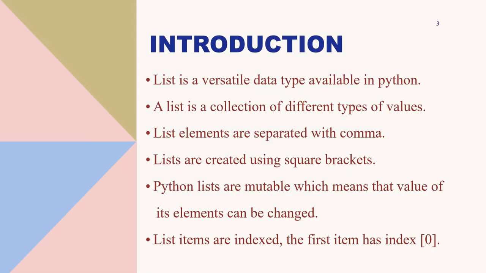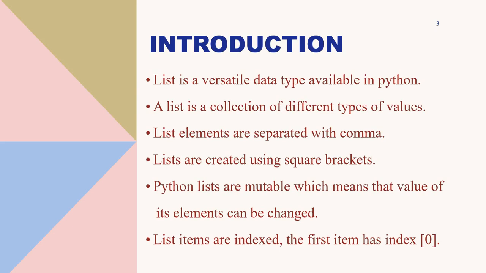Introduction about a list. List is a versatile data type available in Python. It is also known as a sequence data type. A list is a collection of values from different data types. In an array, the data is of a similar data type, but a list can contain a collection of different data types. List elements are separated with commas. Lists are created using square brackets.